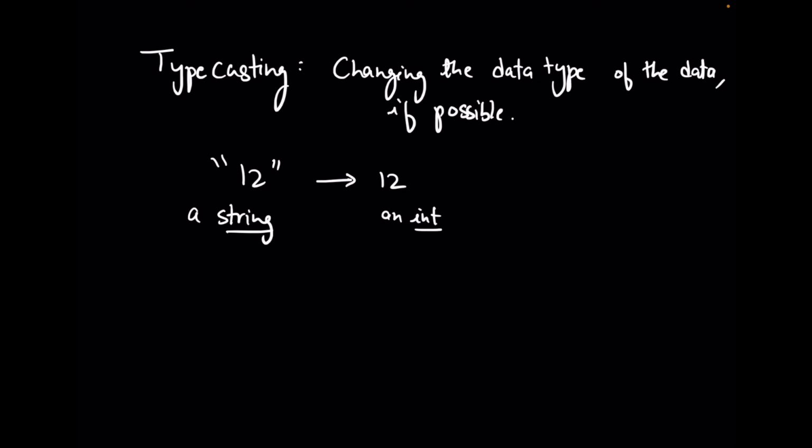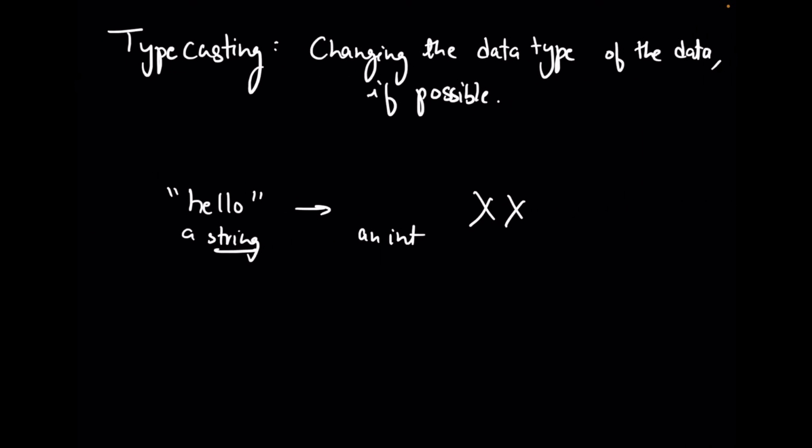It is allowed. Okay, but another example that isn't possible is to convert a string like hello or John or any string that has characters into an int. If I try to typecast like this, my program is going to throw an error. Okay, so that's all you need to know about typecasting. It's changing the data type of your data from the current data type to another data type if this change is logically possible. Okay, now let's see how we actually do typecasting in code.